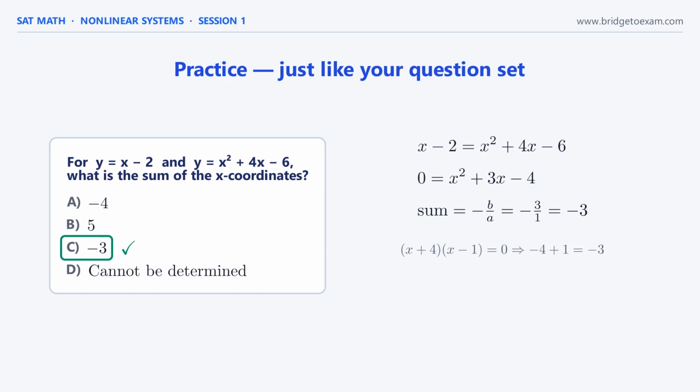The answer is C. And notice the distractors are doing exactly what you'd expect. Negative 4 is the product, and 5 is the difference. Every wrong answer is someone's real mistake.